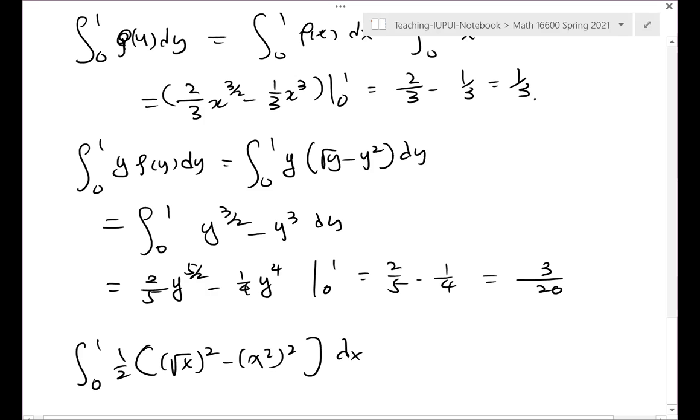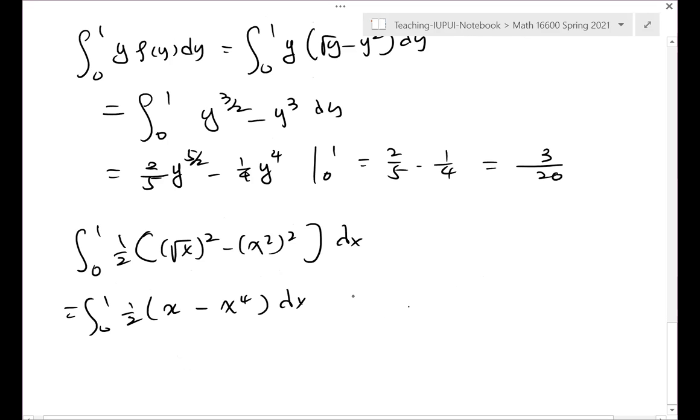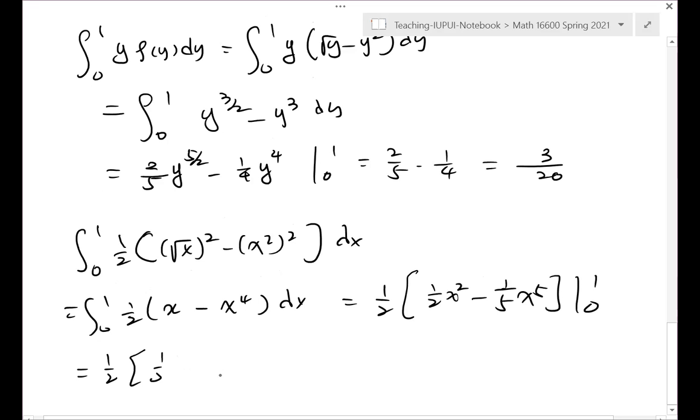It's surprising. Compare different integrals, right? x minus x to the 4th power. Let's find the antiderivative. I should get 3 over 20. The antiderivative of x is going to be half of x squared. The antiderivative of x to the 4th is 1/5 x to the 5th. So you are going to get 1/2 minus 1/5.